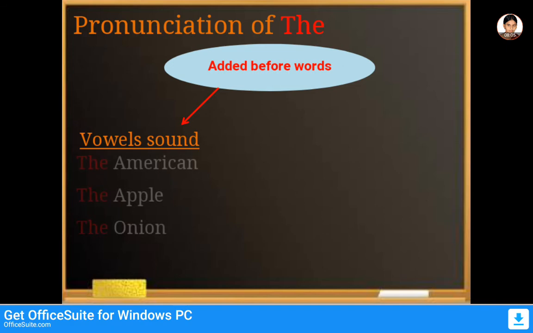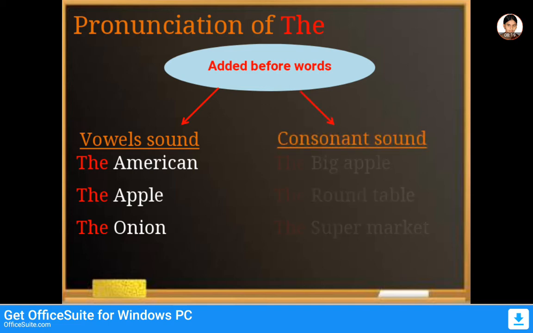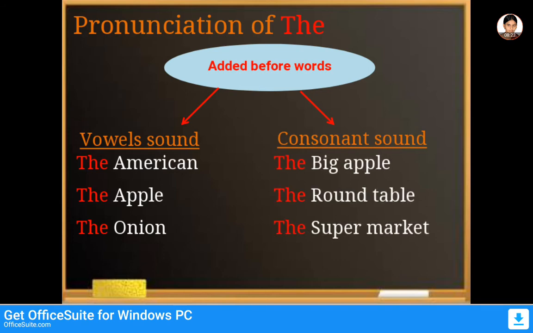Before a vowel sound, it is pronounced as "thee," not "the." The American, the apple, the onion. Before a consonant sound, it is pronounced as "the": the big apple, the round table, the supermarket. Children, remember, before a vowel sound, it is pronounced as "thee." Before a consonant sound, it is pronounced "the."